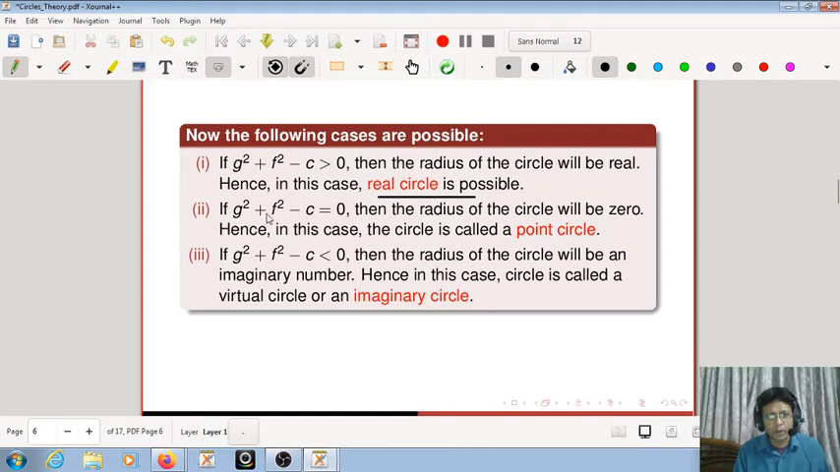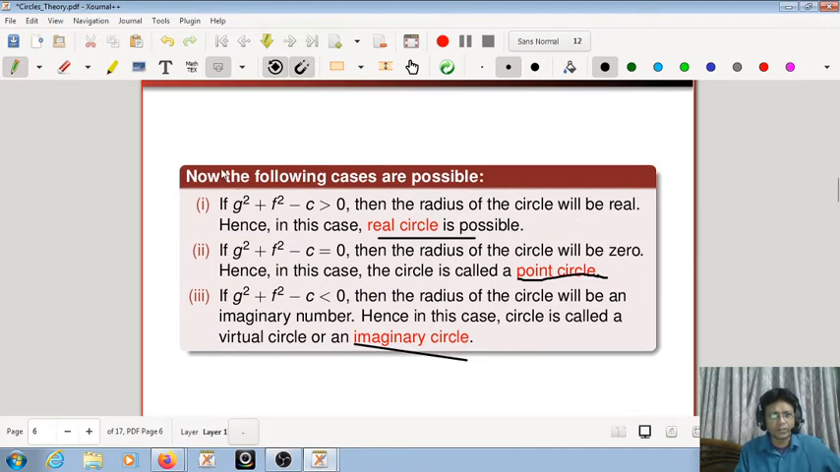But if g squared plus f squared minus c is equal to 0, then the radius of the circle will be 0. In that case you will get a point circle. That is called a point circle, a point, no radius actually. And if somewhere in your calculation g squared plus f squared minus c is less than 0, negative, under the square root, that is called an imaginary circle. Okay, so there are the three cases.